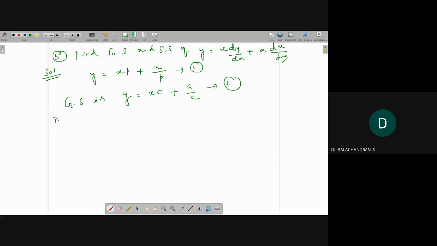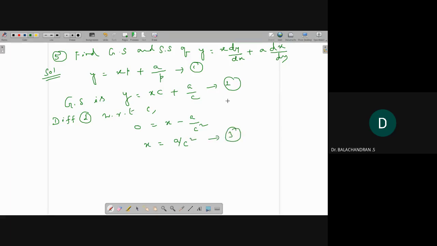So now differentiate equation 2 with respect to c. You'll get 0 equal to x minus a by c square. So instead of finding c or c square from this, I'm going to find x is equal to a by c square. I call this 3.